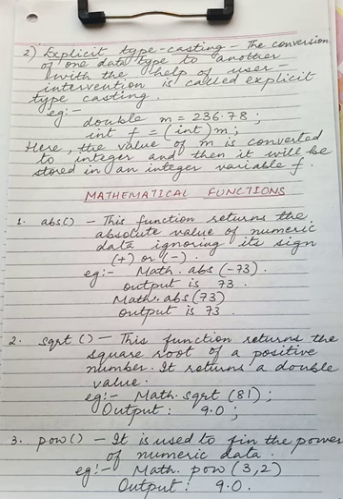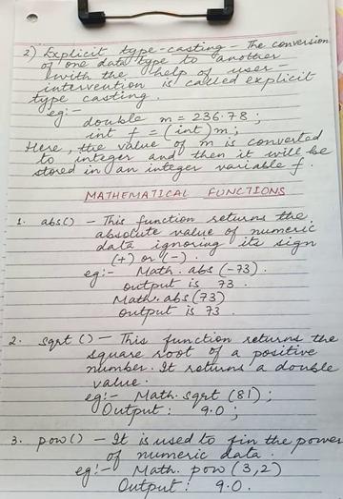For example, math.absolute, in the brackets we have written minus 73. The output will be plus 73, only 73. And if we simply write math.absolute 73, the output will again be 73. So absolute function ignores the sign, it just writes the numeric value. Clear? Next is square root function.